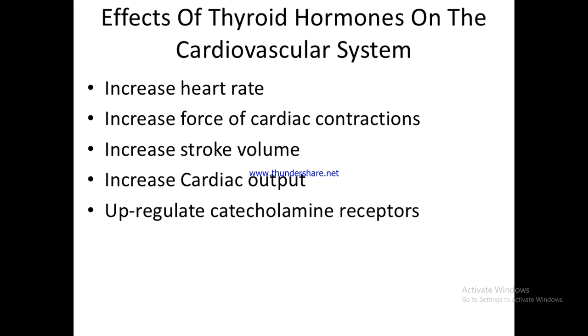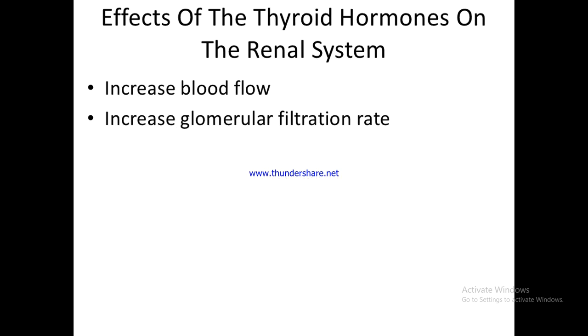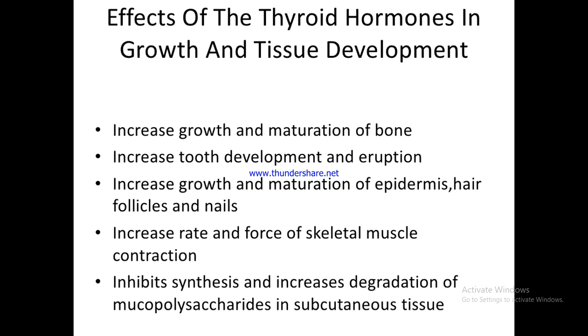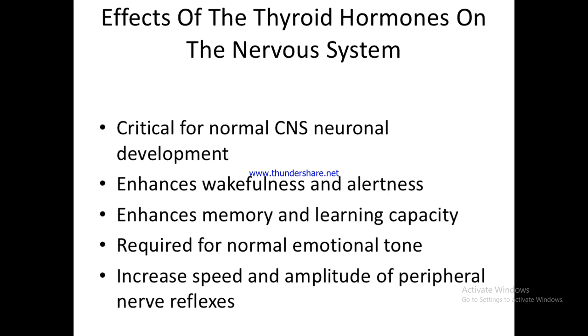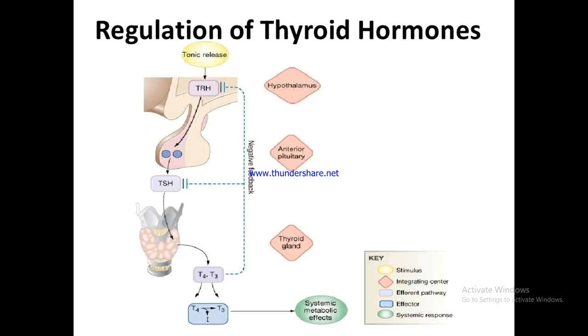So the effects and the physiology of thyroid hormone involve the cardiovascular, the respiratory, the renal and the whole metabolic systems of the body, and the growth and development and the nervous system and the reproductive system are also dependent upon the thyroid hormones' actions.